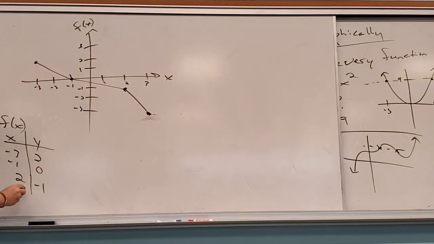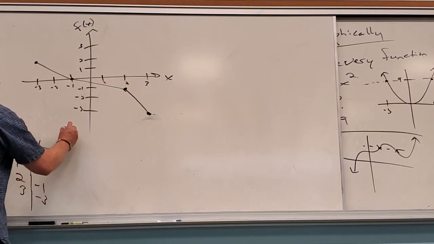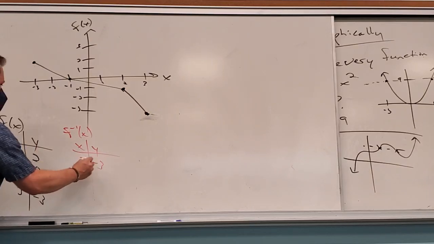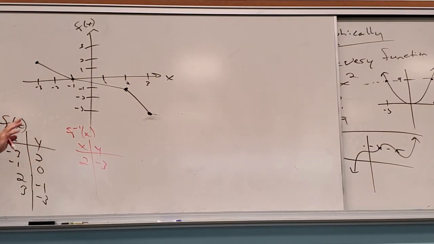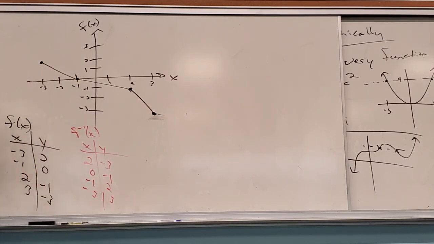Okay, let's just collect some points. Now, this is awesome. After everything we've discussed, this will be really, really simple. What does an inverse function do to points of the original function? It just switches the x and y. That's all it does. So what does the inverse function table look like? 2, negative 3. It just turns them around, right? Don't change the signs, of course. 0, negative 1. Negative 1, 2. Negative 3, 3. Are you guys with me?